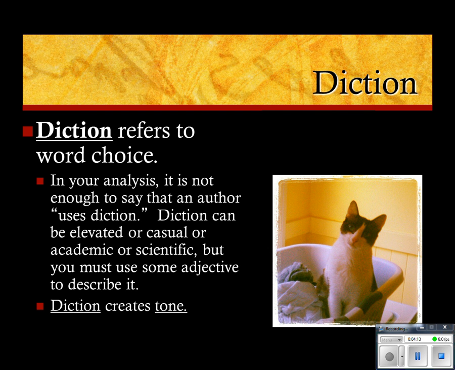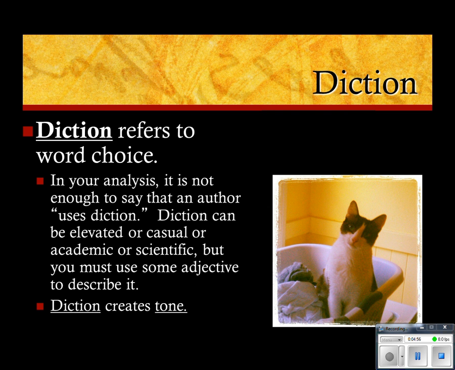So in the same way that you need an adjective to describe the tone, it's not enough just to say that the author uses a tone. You have to have an adjective to describe the diction. And many of the same adjectives that could describe tone can also describe diction. So if you notice that the author is using a lot of words that connote happiness, you could say that the author uses cheerful diction. If you notice that the author is using a lot of words that have to do with death, you might say that the author is using morbid diction.